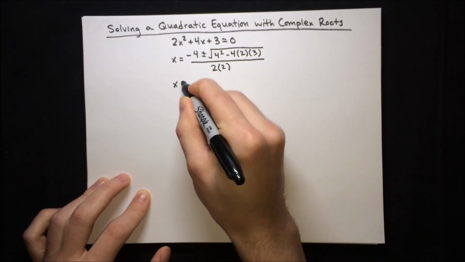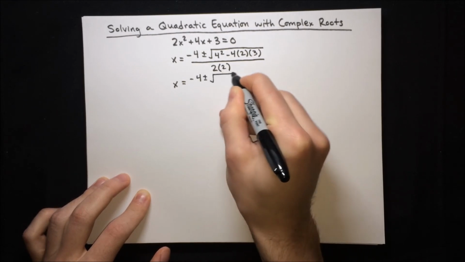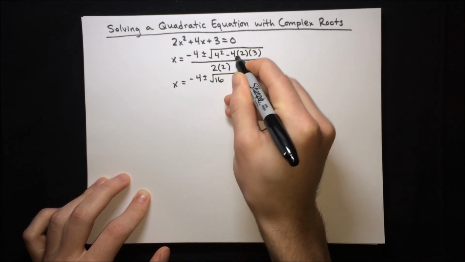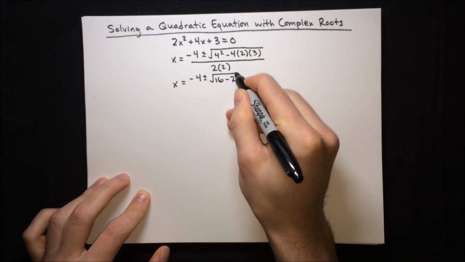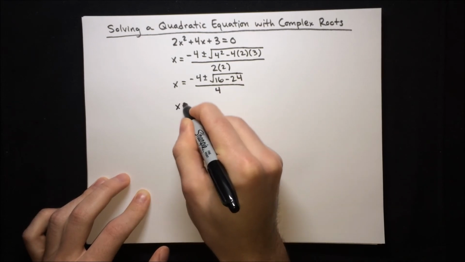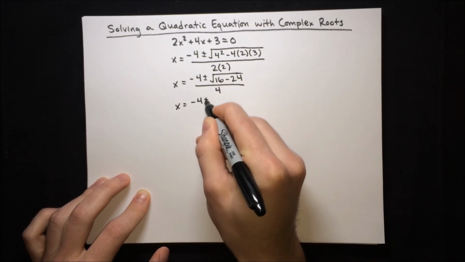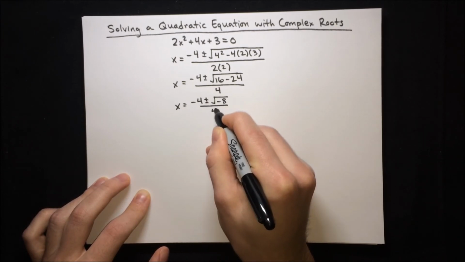And we'll go ahead and simplify. So x equals negative 4 plus or minus root of 16 minus 4 times 2 is 8 times 3 is 24. And that's all over 2 times 2, which is 4. So x equals negative 4 plus or minus root negative 8 over 4.